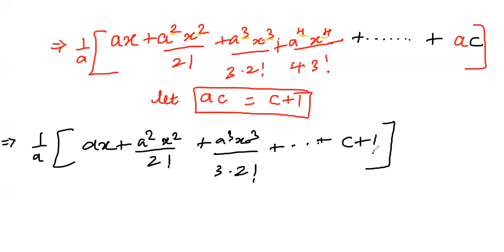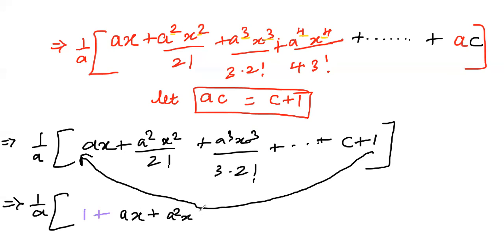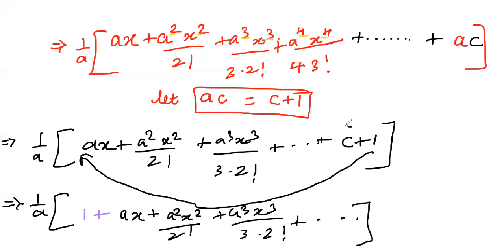You just switch the position now, Shreynik. You just move this 1 here because addition is commutative, right? 1 plus 2 can be written as 2 plus 1. So I'm just switching it. I'm taking the 1 over here and writing the remaining stuff like AX plus A square x square upon 2 factorial and A cube x cube upon 3 times of 2 factorial plus and so on. And you have C here.